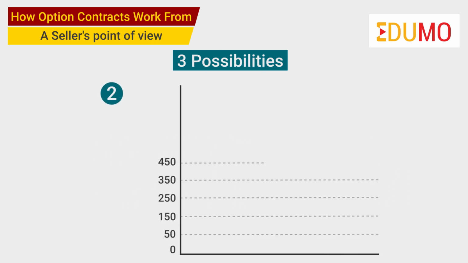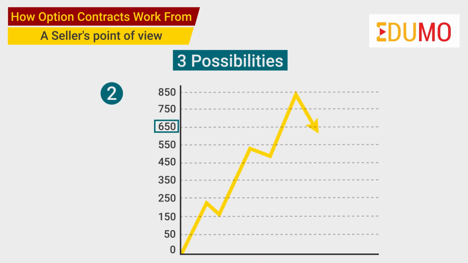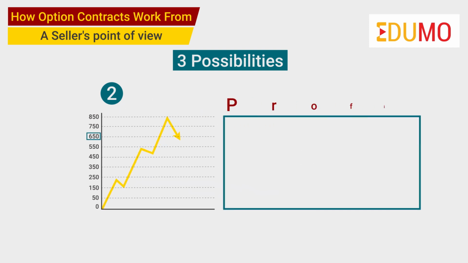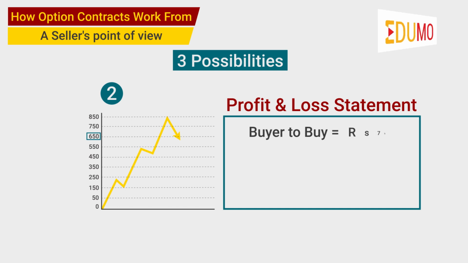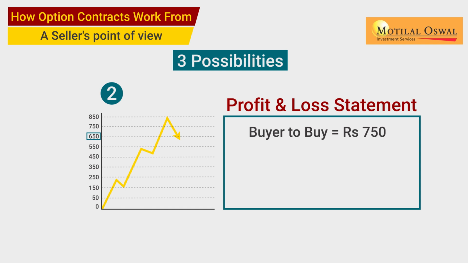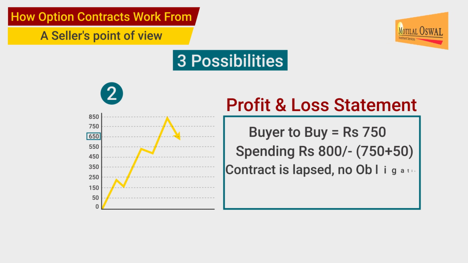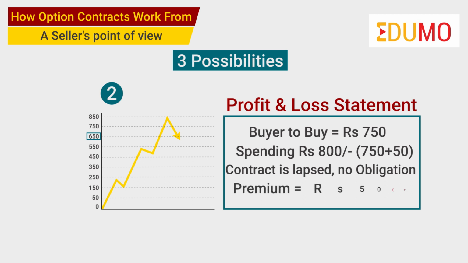Case 2. The stock price can fall, say to Rs 650. If the stock price goes down to Rs 650, obviously it does not make sense for the buyer to buy it at Rs 750, as effectively he would be spending Rs 800, that is 750 plus 50, for a stock that's available at Rs 650 in the open market. Hence, the contract lapses and you do not have any obligation. Hence, your premium received of Rs 50 is your profit amount.